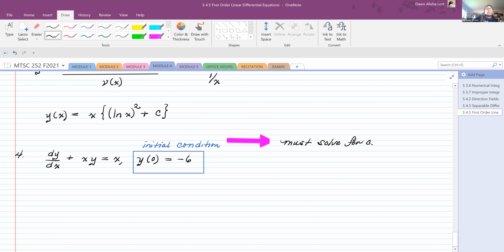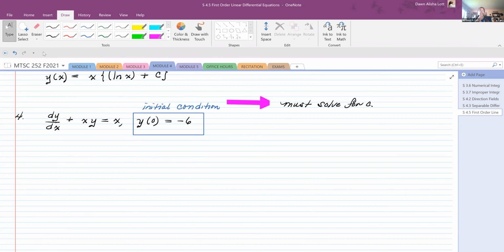Okay, so is it in standard form? Oh, I should have saved this one for the test. This is a nice one. Is it in standard form? Yeah. Okay, so what is P of X? Would that be just x? X, and what is Q of X? X as well.